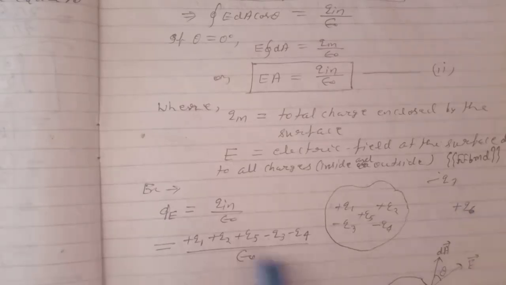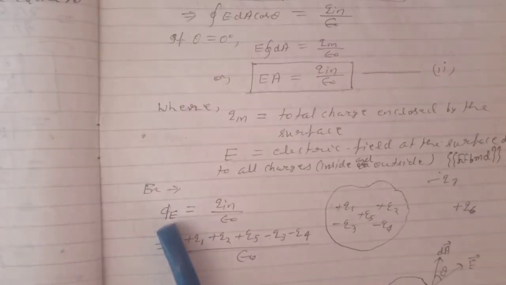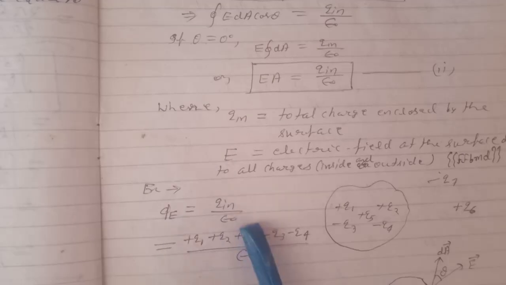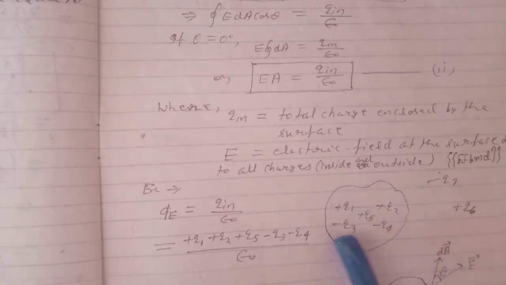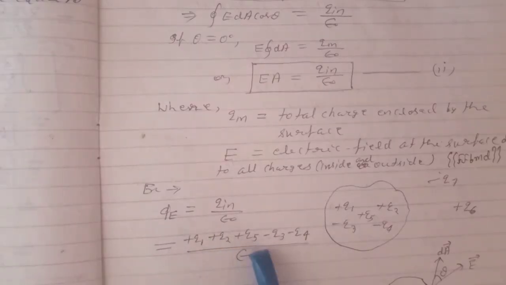So from Gauss's law, the flux of the electric field will be equal to Q enclosed by epsilon naught, because here the enclosed charges are q1, q2, minus q4, minus q3 and plus q5. So the net charge we can write as q1 plus q2 plus q5 minus q3 minus q4, divided by epsilon naught.